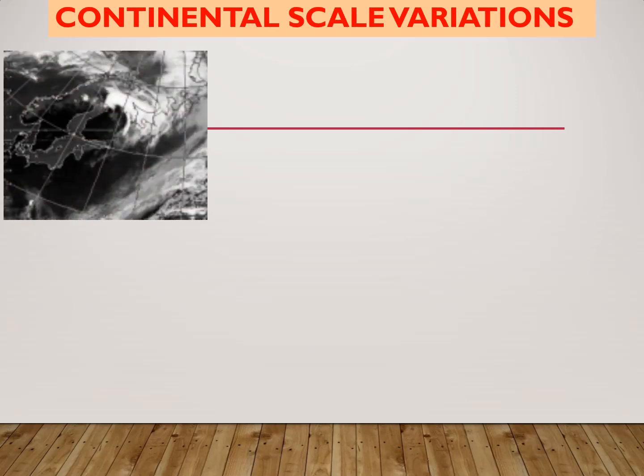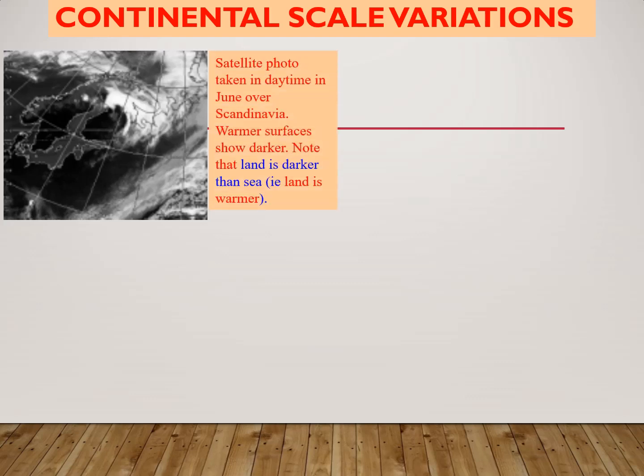Here you will be able to see a picture of Scandinavian countries of Europe, Norway and Sweden. You will be able to see that the land is darker than the ocean. This happens because land gets heated by conduction, whereas water gets heated by convection. So the specific heat capacity of water is more than land. This photo was taken in the month of June, where the warmer surfaces are shown with darker color. So here you can say that land is warmer than the sea.